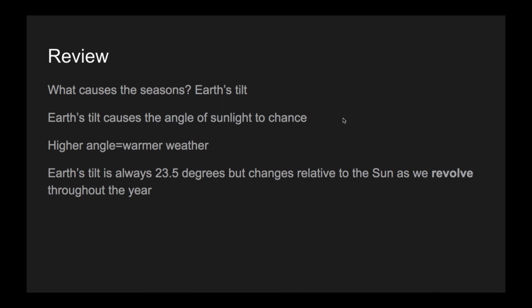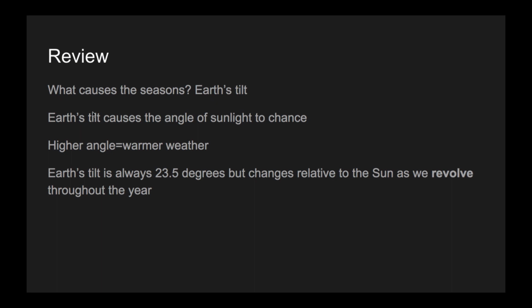So that's it for the Earth seasons and tilt of the Earth and Earth's revolution. So just to review, what causes the Earth seasons? Well, it's due to the tilt. When we're tilted towards the sun, we have summer. When we're tilted away from the sun, we have winter.